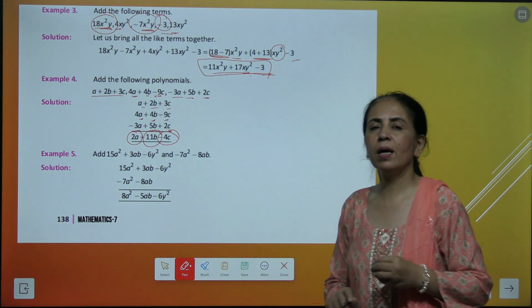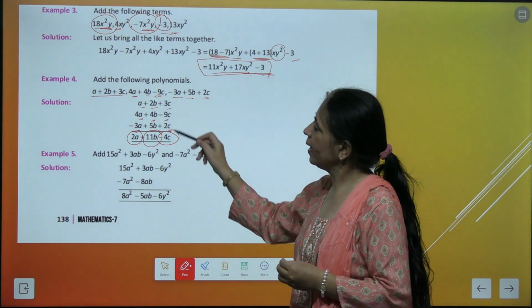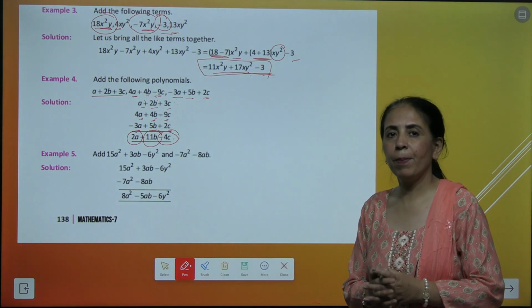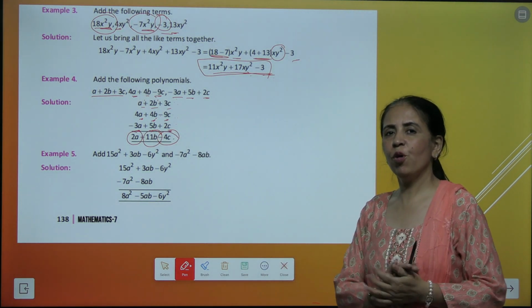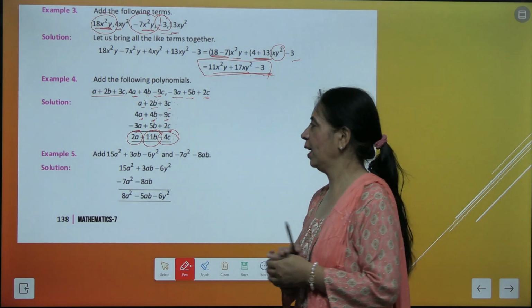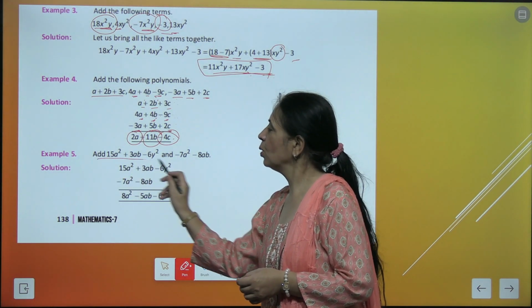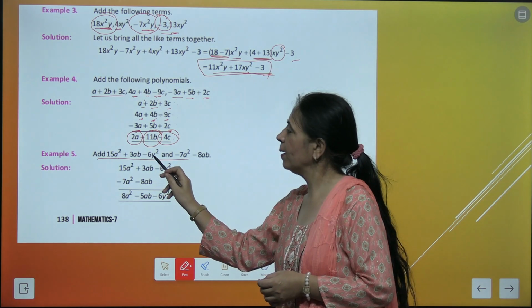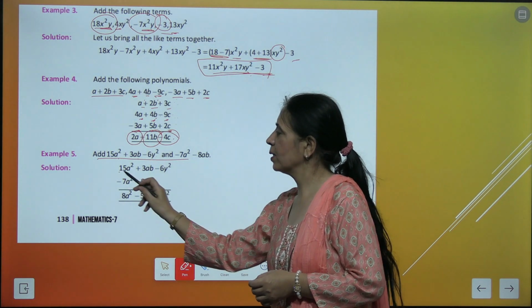So what you are doing here, हमने सारी like terms को एक के नीचे एक लिखा and then we have combined them and we have performed addition and subtraction in it. Now we come to next question. Add 15a square plus 3ab minus 6y square, right?